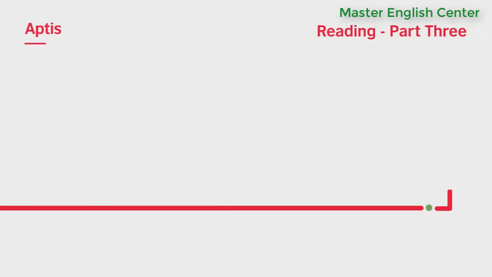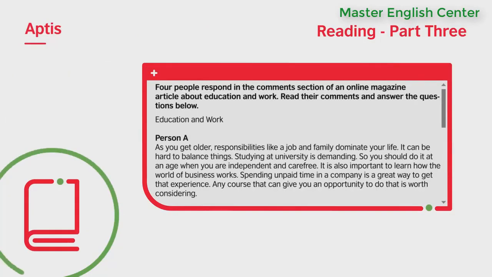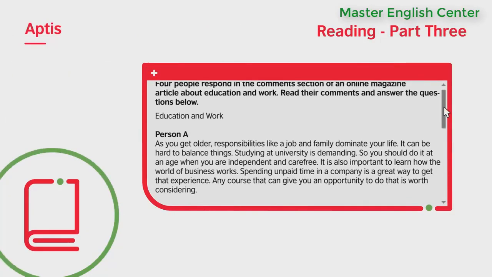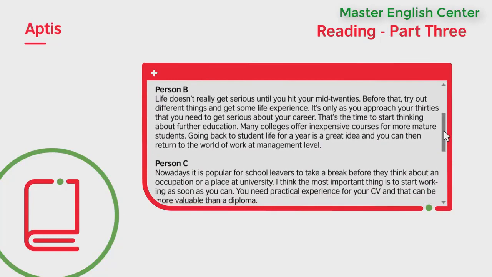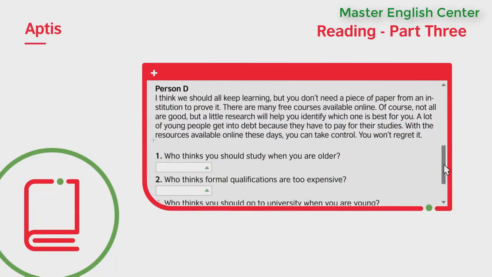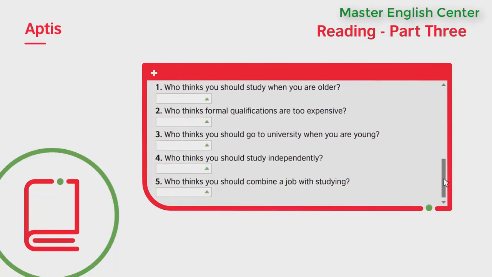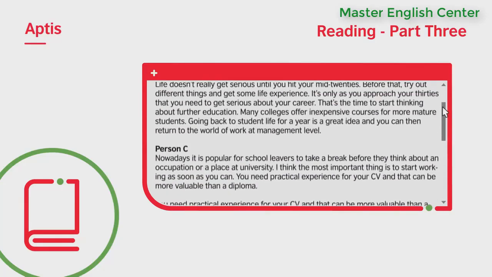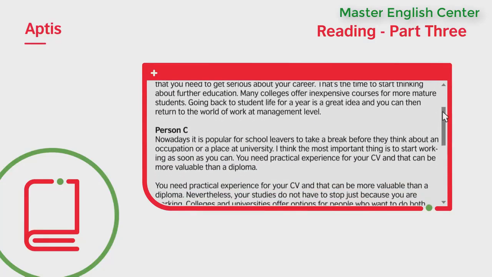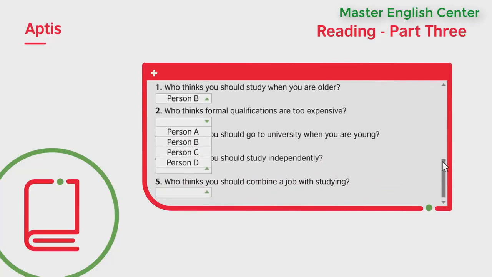In the third part, you'll read the opinions of 4 people on a certain topic. Then you'll read 7 statements and decide which person's opinion matches each statement. This part tests your ability to read and understand short texts. To perform well, first read each paragraph so you understand the point of view of each person. Then read the statements and decide which person's opinion it represents best.